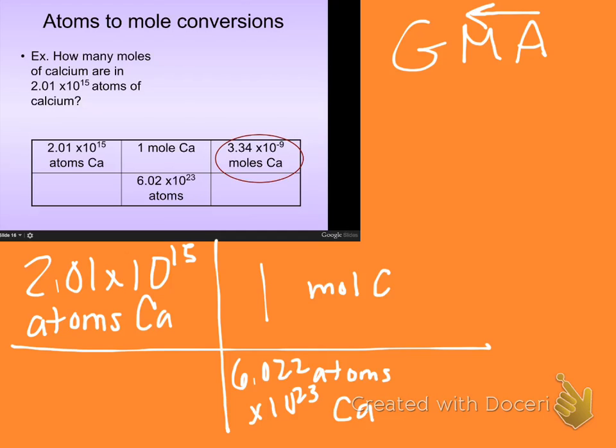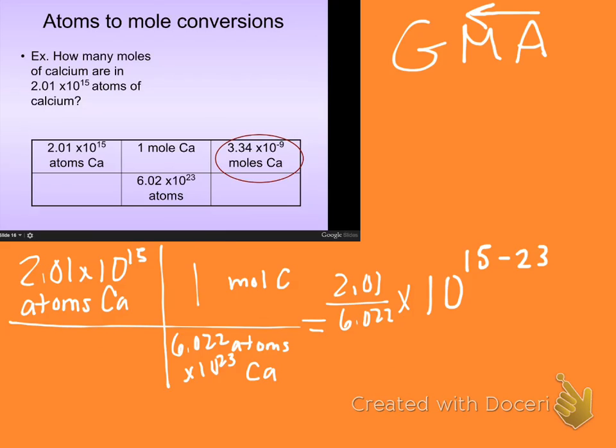Okay, our setup is complete. We're ready to solve. So we take 2.01 divided by 6.022, that whole mess, times 10 to the 15 minus 23. So now it's just math. Okay, we have a raw answer, 0.333776154 times 10 to the negative 8th. Is that correct? What do we have to do? We have to fix two things. We have to move the decimal, we have to sig fig it. So it's a good raw answer, but we got to sig fig it.